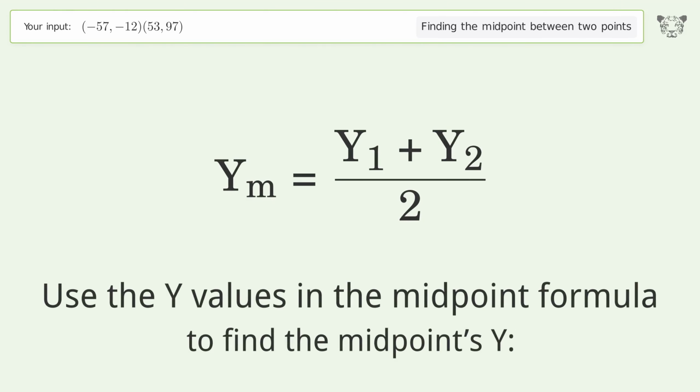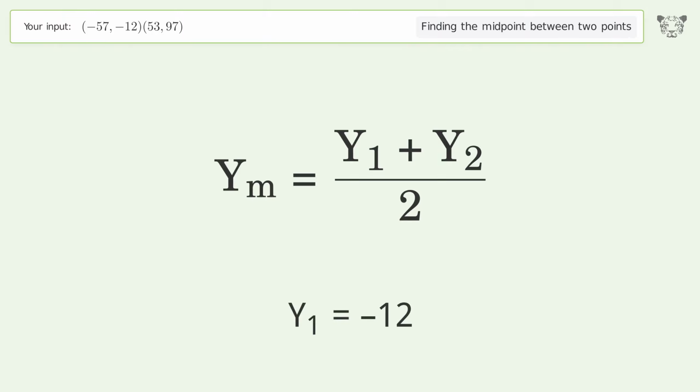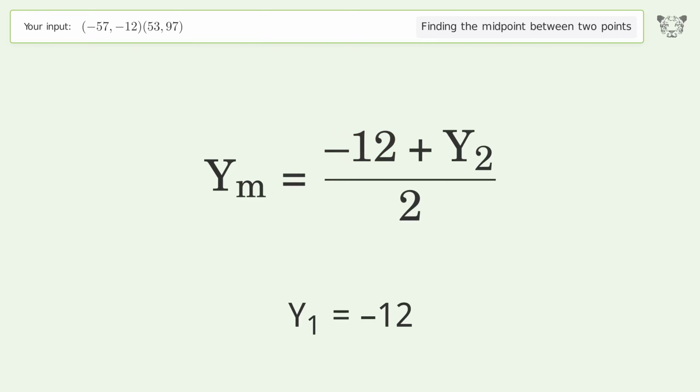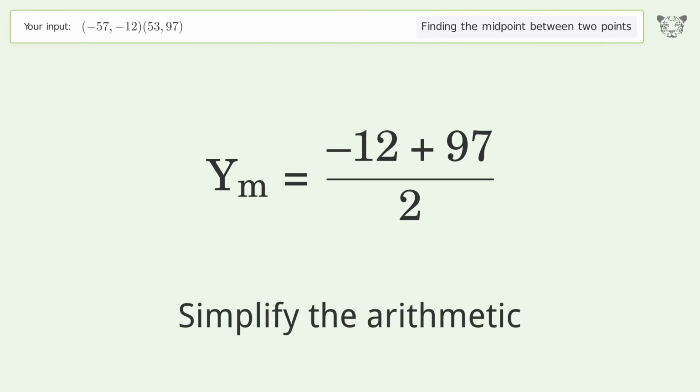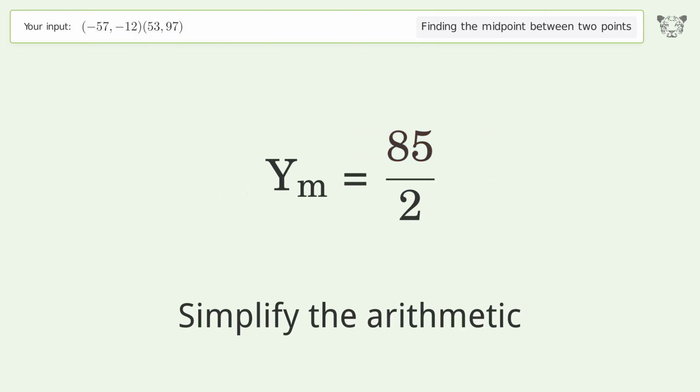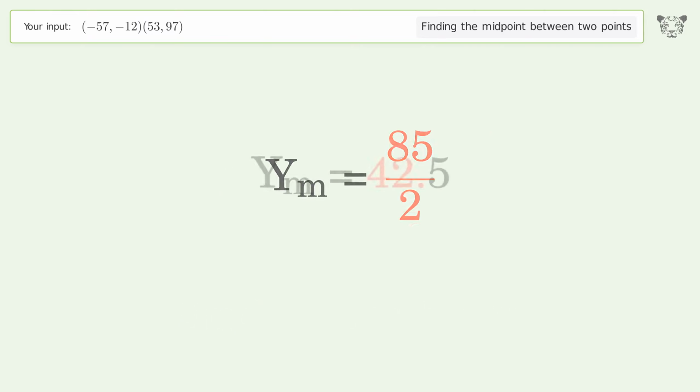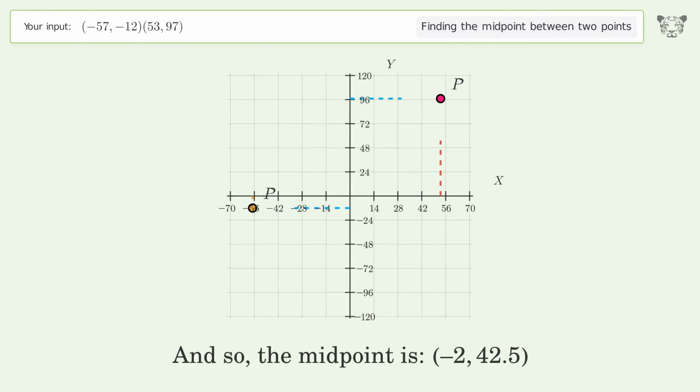Use the y values in the midpoint formula to find the midpoint's y. y1 equals -12. y2 equals 97. Simplify the arithmetic. And so, the midpoint is -2, 42.5.